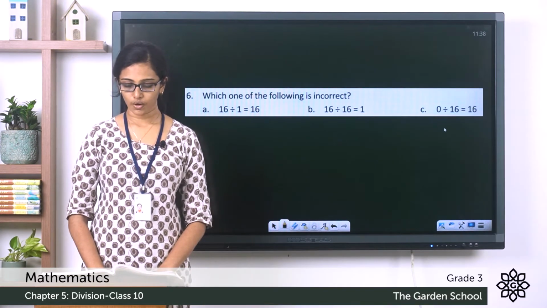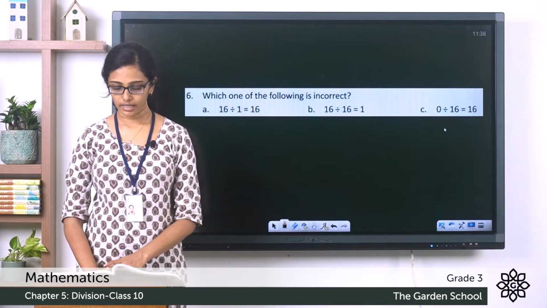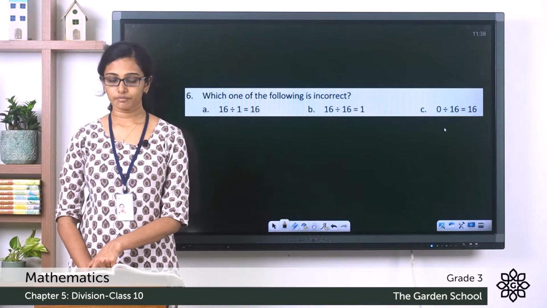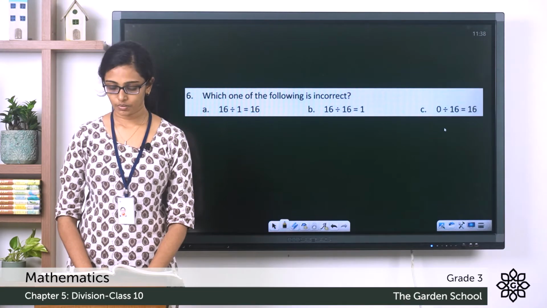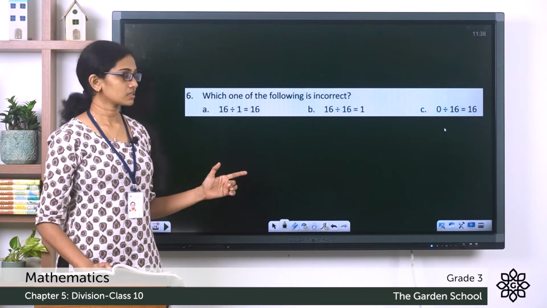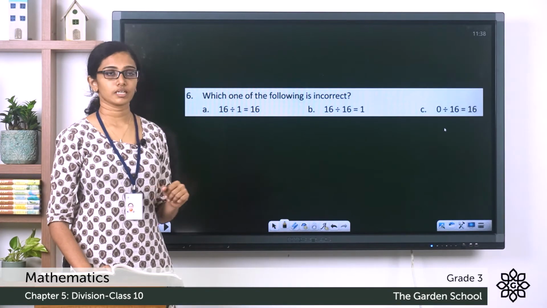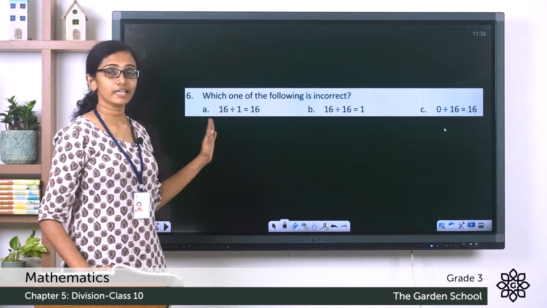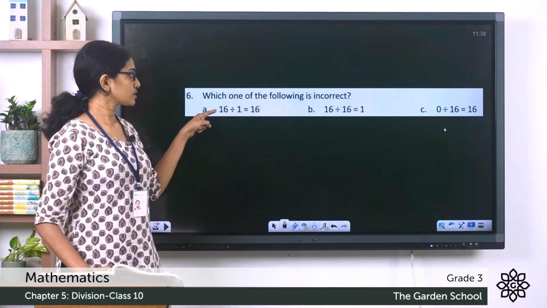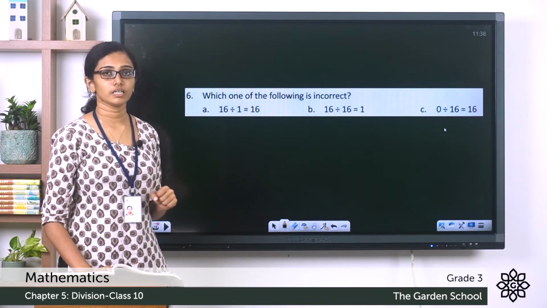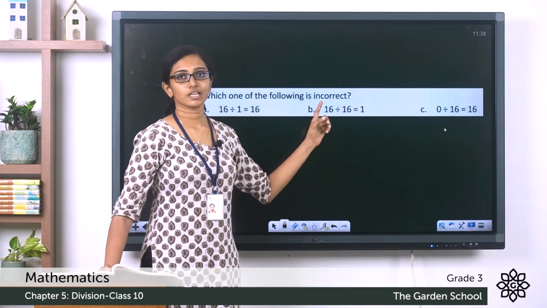Which one of the following is incorrect? And options are 16 divided by 1 equal to 16, 16 divided by 16 equal to 1, and option C is 0 divided by 16 equal to 16. So let's look at the choices. The first one, 16 divided by 1 equal to 16. A number divided by 1. Any number divided by 1 equal to the number itself. So the operation given here, or the division fact given here, is true. What about B? 16 divided by 16 equal to 1.